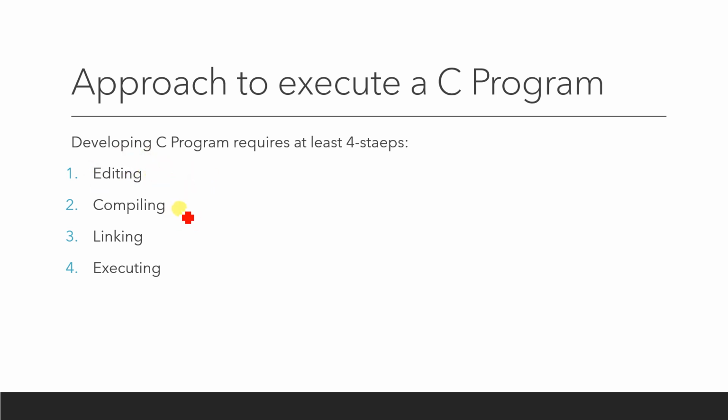Then you need a compiler. After writing that code, you have to compile it, so a compilation step must be there. And finally, the linking phase is there. What is the linking phase? I will explain it with a figure that is given in the coming slide, so wait for that. Then finally we have to execute it. These are the basic 4 steps that are followed while writing a C program.